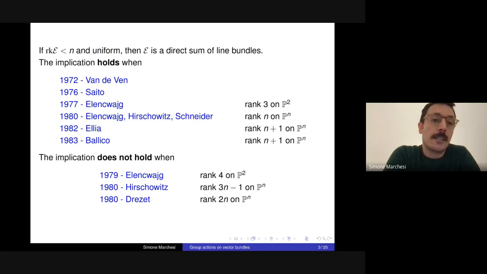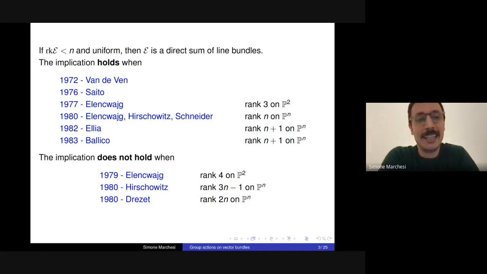If the rank is smaller than the dimension of the base projective space and the vector bundle is uniform, then we know that it splits as a direct sum of line bundles, and this is the work of Van de Ven and Sato. So in this case, uniform implies homogeneous. And there are many works that lead to the final two mentioned here, of Ellia and Ballico, which state that, as one of the titles says, uniform bundles of rank n plus one are what we expect.